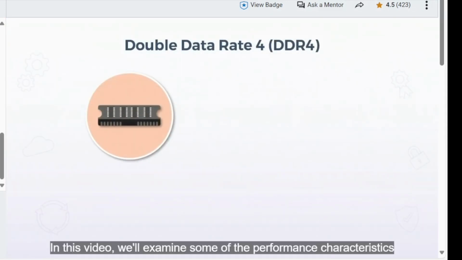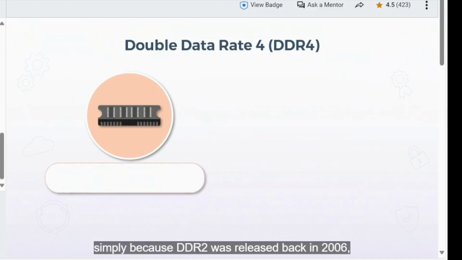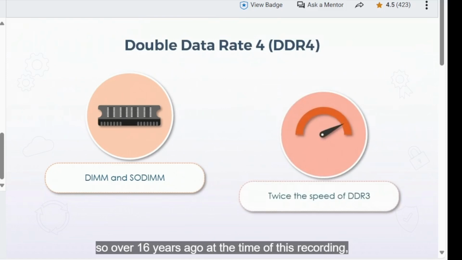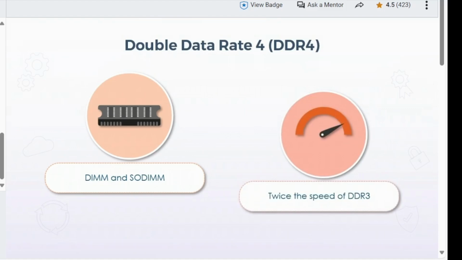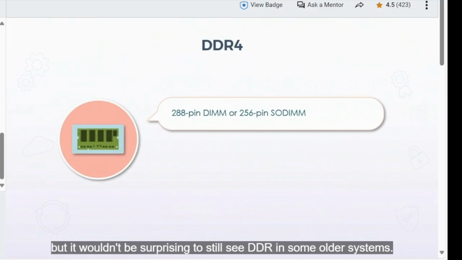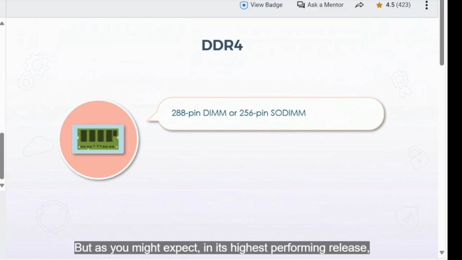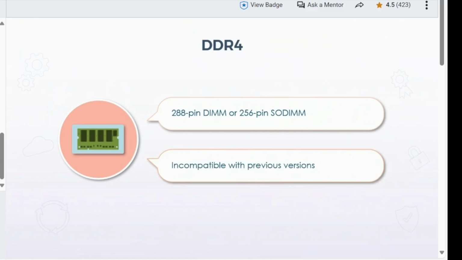In this presentation, we'll take a look at what is likely the most common form of double data rate or DDR memory in use at the time of this recording, which is DDR4. Now, this is available in both DIMM and SODIMM form factors, and like DDR3 doubled the overall bandwidth of DDR2, DDR4 does the same and doubles that of DDR3. The DIMM implementation used 288 pins and 256 for the SODIMM, which again, like all previous implementations of DDR, means that DDR4 is also incompatible with all earlier versions.